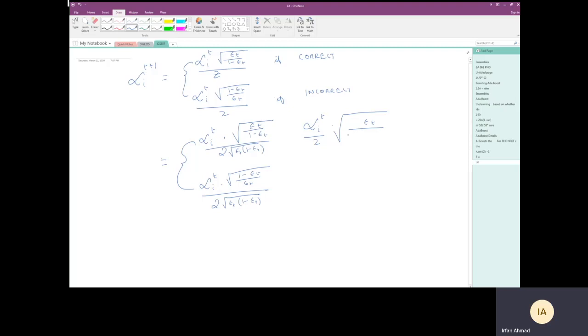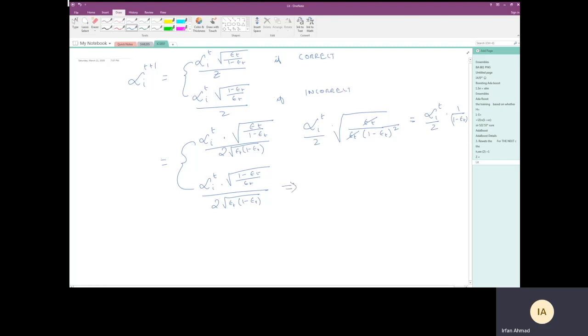Okay, and here we again get error rate times 1 minus error rate, square, isn't it? And this can get cancelled. Basically, you're left with alpha sub i of t times 1 minus error rate, this thing. Similarly, if you solve this one, what do you get?